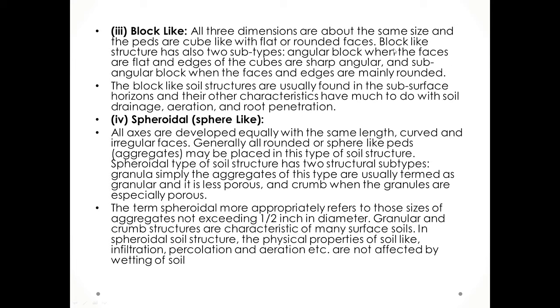So these are the two types: angular blocky when the faces are flat and edges of the cubes are sharp, and subangular blocky when the faces and edges are mainly rounded. The fourth one is spheroidal. It is a sphere-like structure.